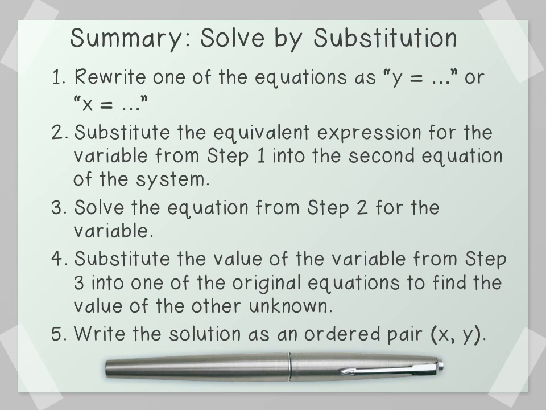Okay, so here is a summary slide of what we've been talking about today. When we solve by substitution, it's helpful to write one of the equations as y equals something or x equals something. We substitute the expression for the variable from step 1 into the other equation of the system. We then solve that equation for the variable. We substitute the value of the variable from step 3 into one of your original equations to find the other unknown. And we like to write our solution as an ordered pair x comma y.